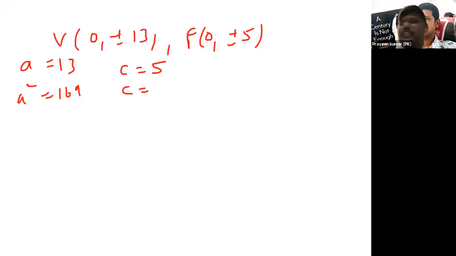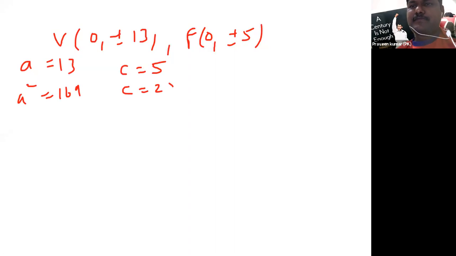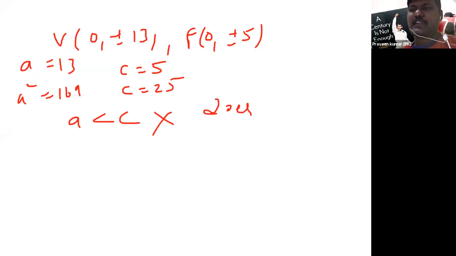Once again, I think I gave a wrong question. Not sure. Wait a minute. Yes, I gave a wrong question. Don't mind. This question is wrong because you need to say always A is less than C. It is wrong. The equation does not exist. The question is correct, but you can say the equation does not exist. Correct?